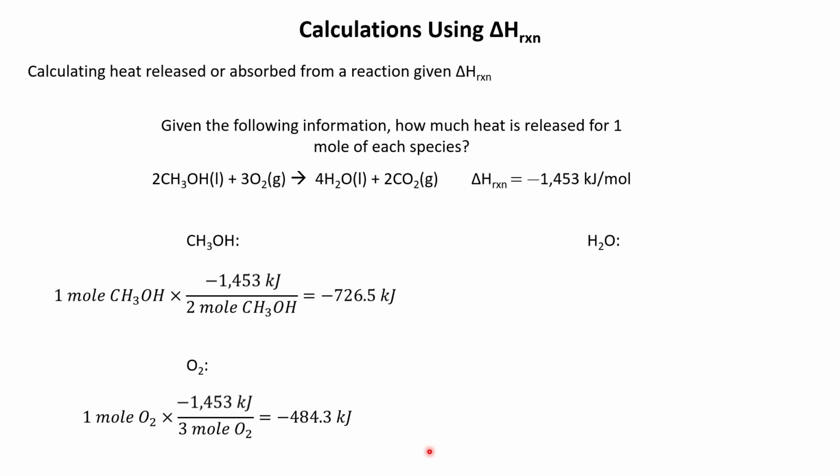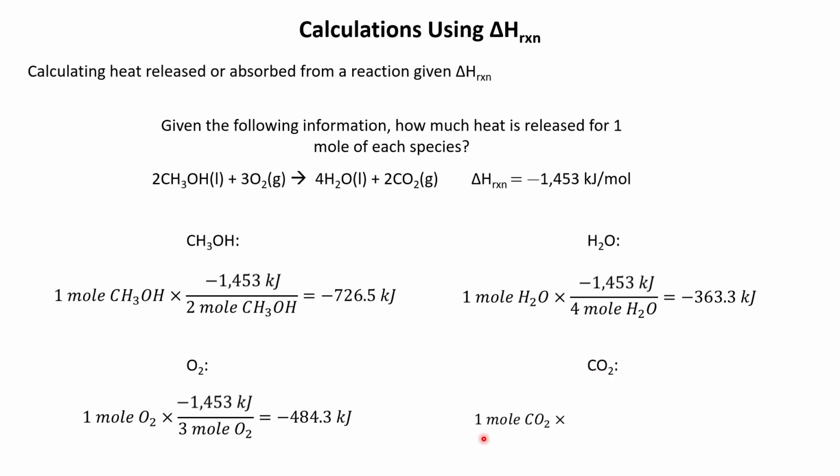On to our products. Let's do it for water here. Again, we want to find out for 1 mole. Here is my delta H. It's per 4 moles of water because there is a 4 right here. And this gives me negative 363.3 kilojoules. And for CO2, you know where this is going. Starting with my 1 mole of CO2, here is my delta H for CO2. Again, it's divided by 2 because there's a 2 right here. And this gives us negative 726.5 kilojoules.